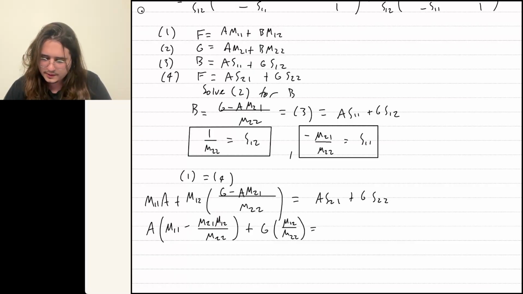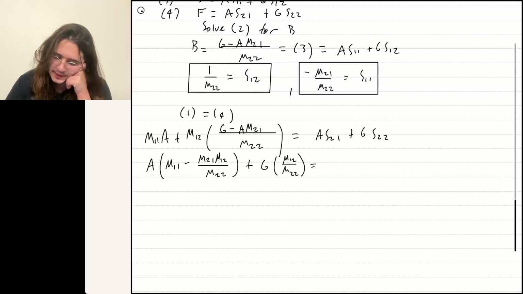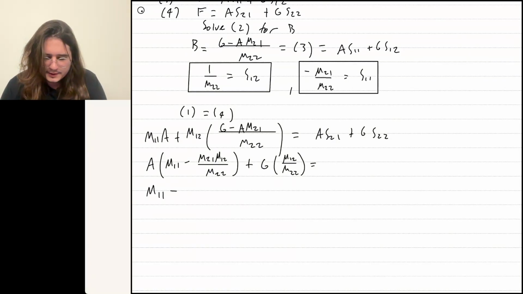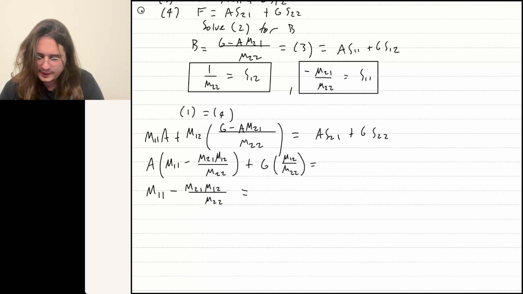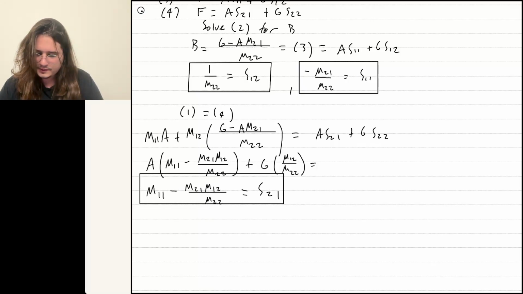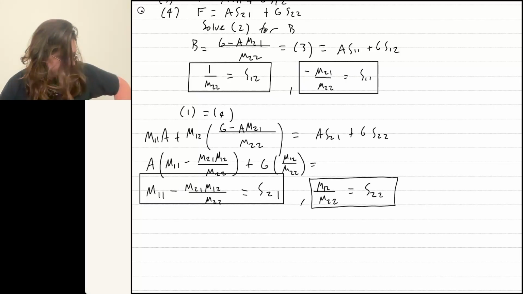So we can now compare stuff attached to A on the left-hand side: M11 minus M21 M12 over M22. On the right-hand side, it's attached to S21. That's an equation. And on the left side, G is attached to M12 over M22, while on the right, it's attached to S22. There's the last equation.